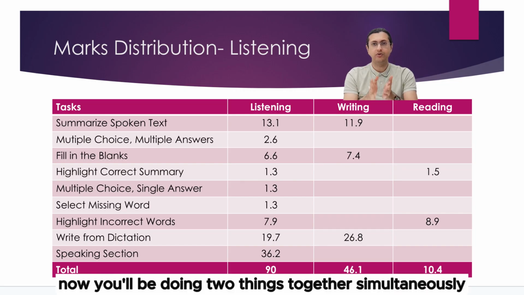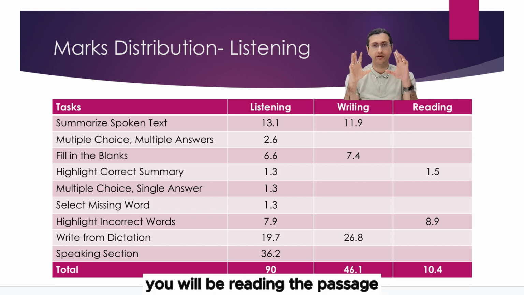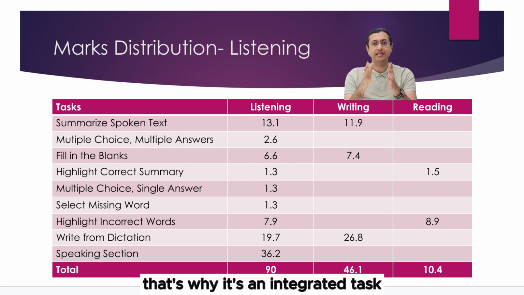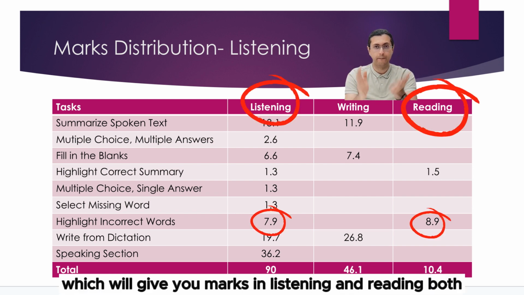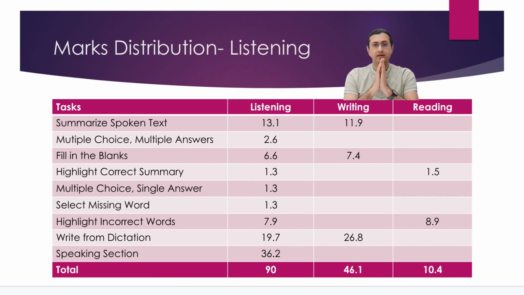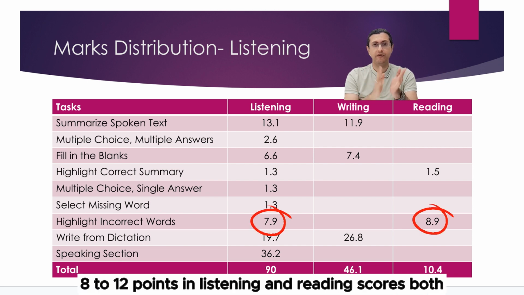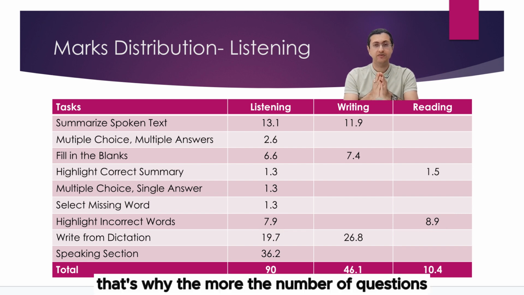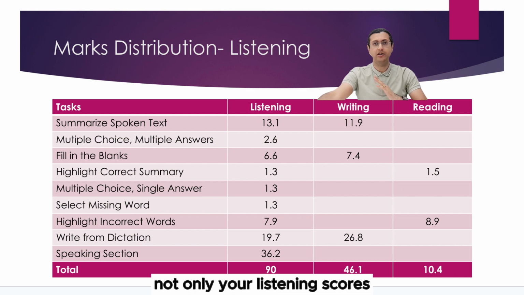Now you'll be doing two things together simultaneously. You will be listening to the audio, you will be reading the passage. That's why it's an integrated task which will give you marks in listening and reading both. This is a really important task. It can easily give you approximately 8 to 12 points in listening and reading scores both. That's why the more the number of questions, the easier it will be to maximize not only your listening scores but also your reading score.